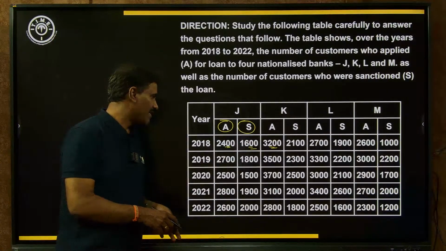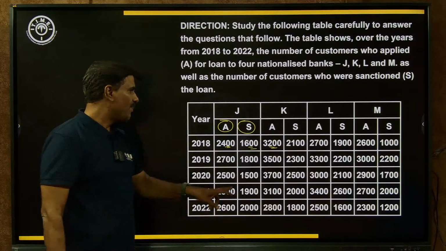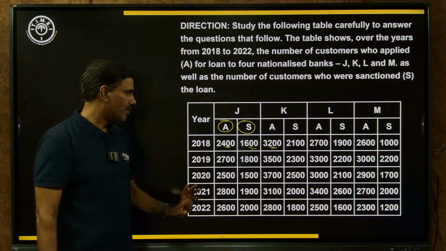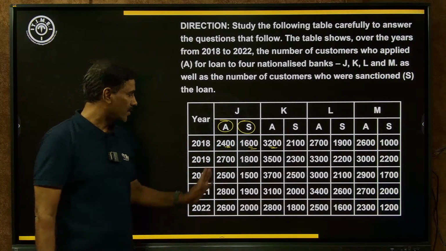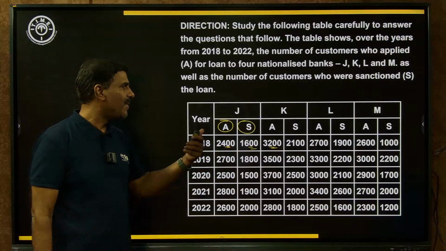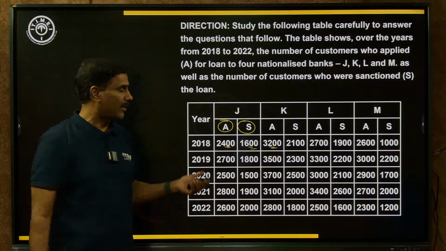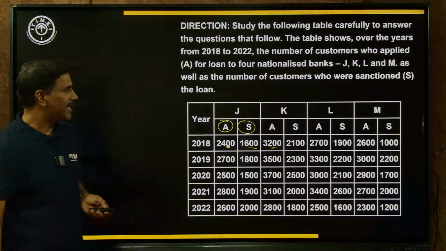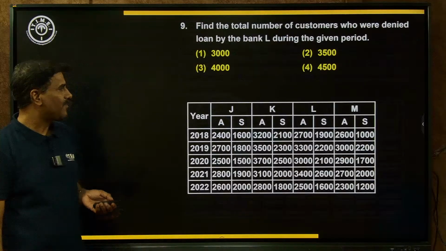So what we understand is, in 2018, J bank received 2400 applications for loan, 1600 people were sanctioned, 800 were not sanctioned, right? In the same way we have the data for other banks for the entire period 2018 to 2022. So let's look at the first question here.